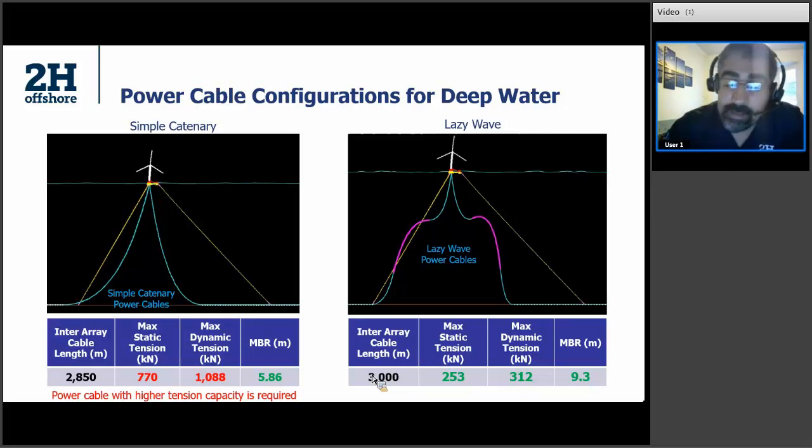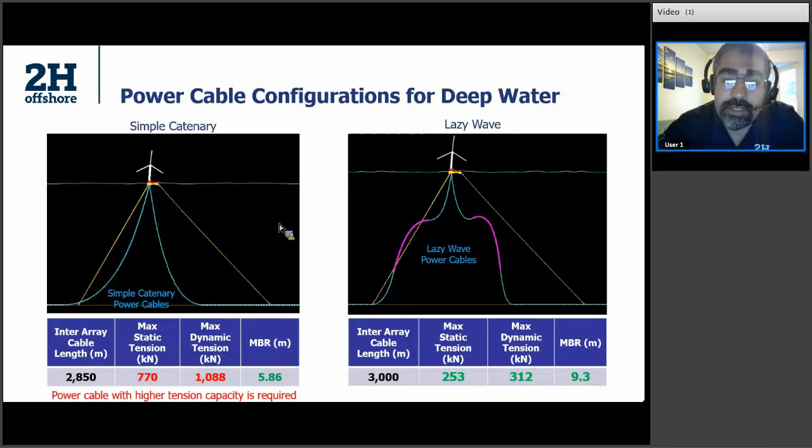But alternatively, for deep water, we are saying this is 1000 meters. We are assuming 1000 meter water depth. What the inter-array cable does is it comes down and goes on the seabed, travels some distance, and goes up to the neighboring floating foundation.